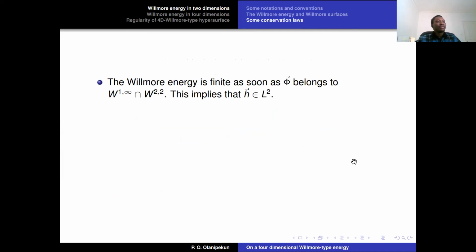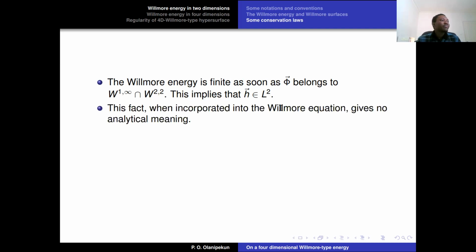If you look at the Willmore energy, the way it's defined, you will see that the Willmore energy is finite as soon as phi lies in this Sobolev space. And what that means is that two derivatives of phi are in L2, so your H, capital H, is in L2. But this fact, when you incorporate it into the Willmore equation, will not give you any analytical meaning. The Willmore equation has in it two derivatives of capital H and then some cubic terms.